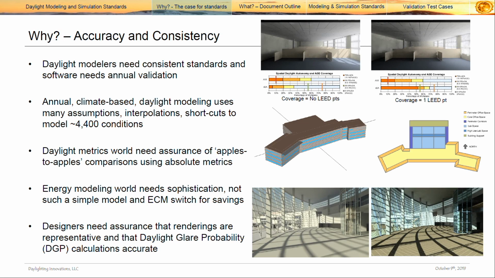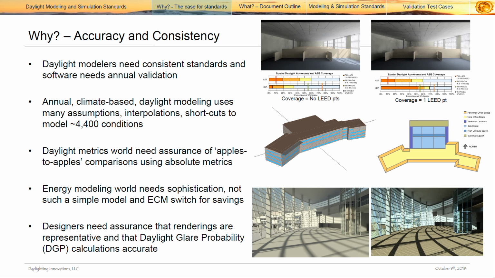software. So why we're doing this, really overall we just need more accuracy and consistency in our daylight modeling. We're doing more and more annual and climate-based daylight modeling, and we really don't have a good way of validating this annual simulation. So we know lighting software is valid at a point in time on electric lighting conditions, but we don't have any way to really validate the annual situation.